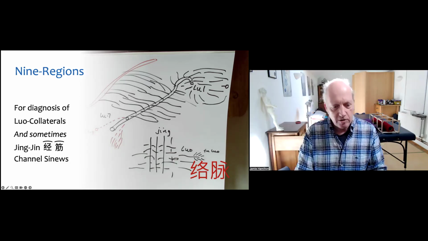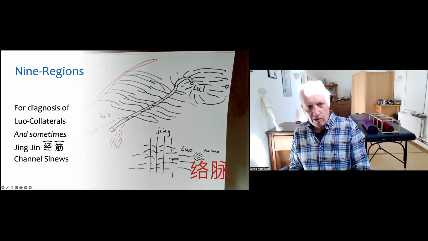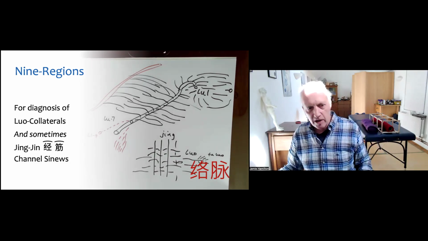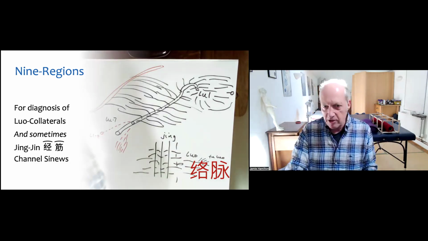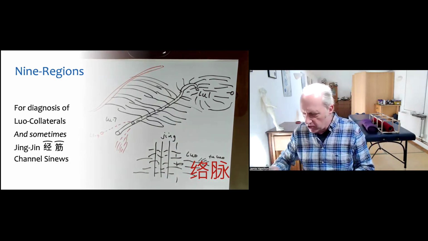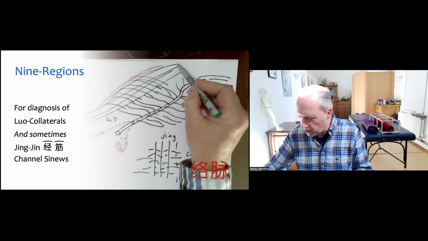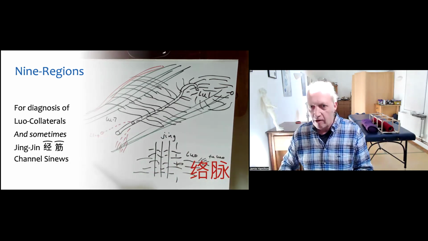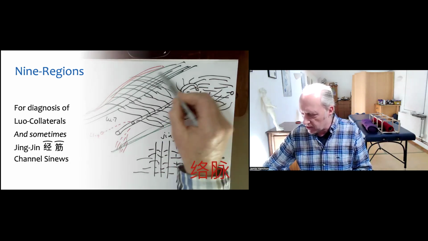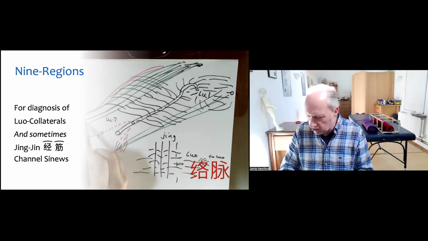So this 9 regions or 9 pathways, as I'm changing it to, is for the diagnosis of the lower collaterals. And so sometimes it's also for the Jing Jin, the channel sinews. So if you were to imagine what the channel sinews are, the channel sinews run over big muscle groups, basically running over on either side of the primary channels. So they basically go right on top. So that's the kind of outer protection, these channel sinews.